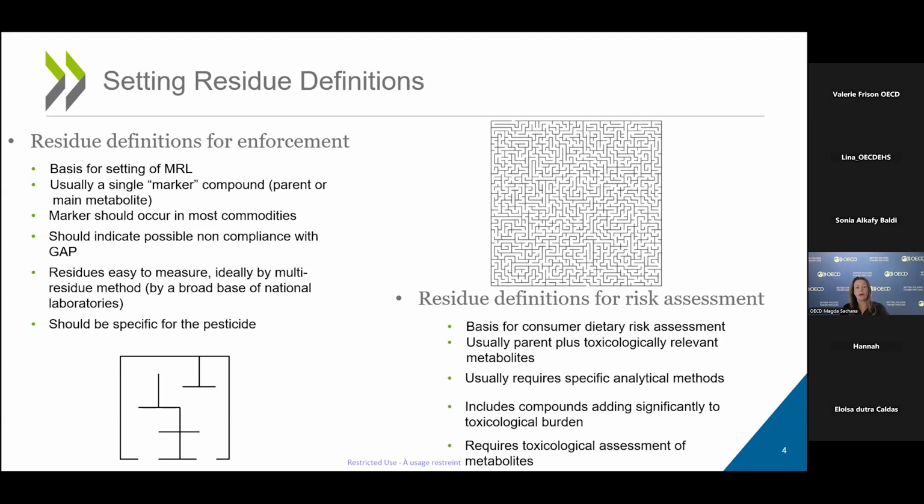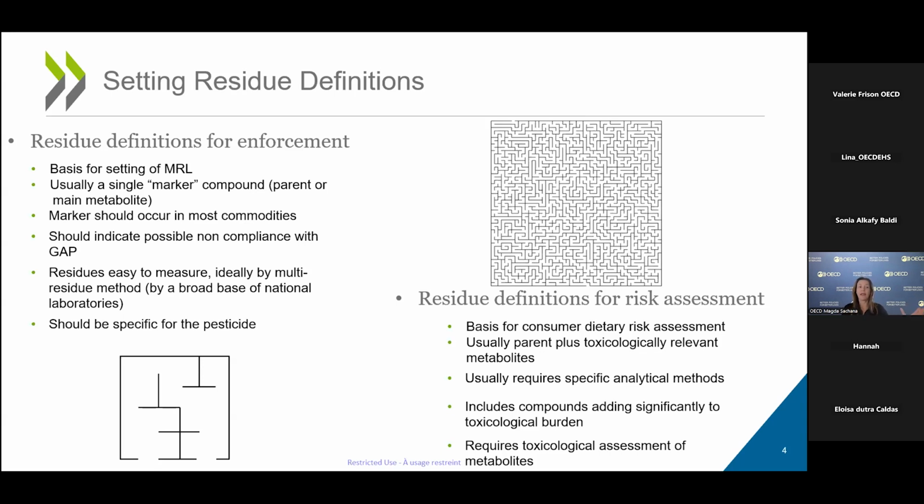Moving now to the other application of residue definition, which is for dietary risk assessment, you can see the complexity here is higher, because we are not talking about one single marker, but we're talking about the parent compound, and on top of that, the relevant metabolites that include also the toxicological evaluation of them. So this requires, of course, specific analytical methods, testing methods, as we will see. And it includes compounds adding significantly to toxicological burden.